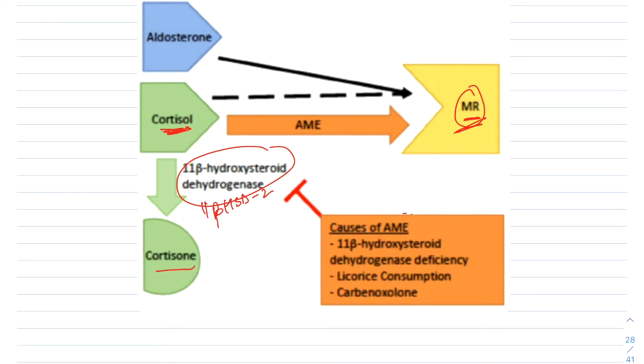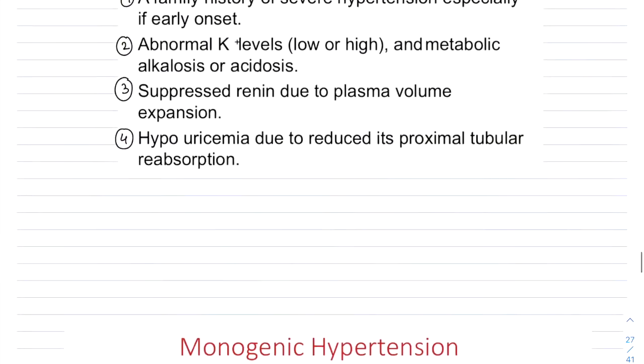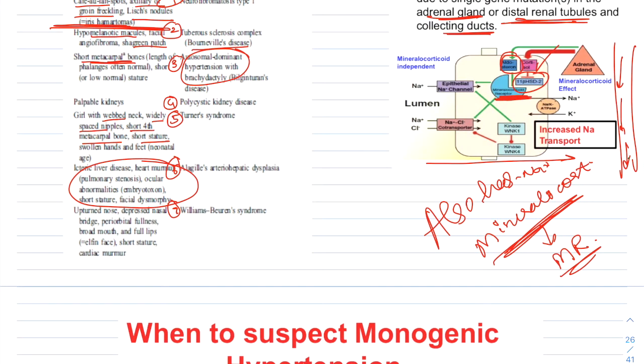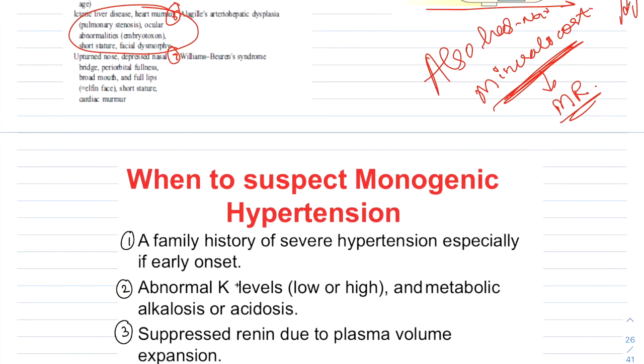avoided. But when this enzyme is deactivated or is absent, then the cortisol will exert its action on the mineralocorticoid receptor, and there will be excessive activation of the MR receptor, and then there will be excessive sodium reabsorption at the distal renal tubules and collecting ducts, thus causing hypertension. So this was the basic concept behind monogenic hypertension that occurs through a single gene mutation, which causes excessive sodium reabsorption at the distal renal tubules or collecting ducts.